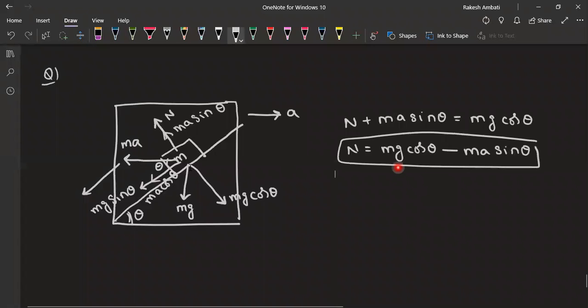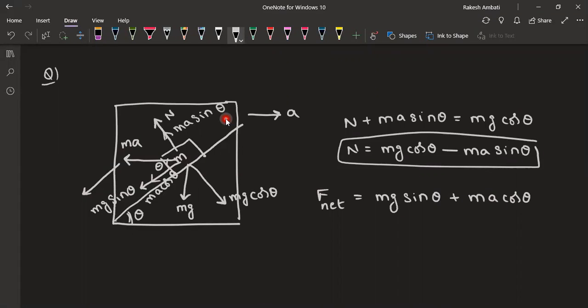Then after, here the block is moving down the inclined plane. So mg sin theta is down the inclined plane, and MA cos theta is also down the inclined plane, and these two forces are in the same direction. Therefore, the resultant force acting on the block is nothing but mg sin theta plus MA cos theta. So why plus? Because these two forces act on the block in the same direction of motion. So addition. Resultant force means mass into acceleration.